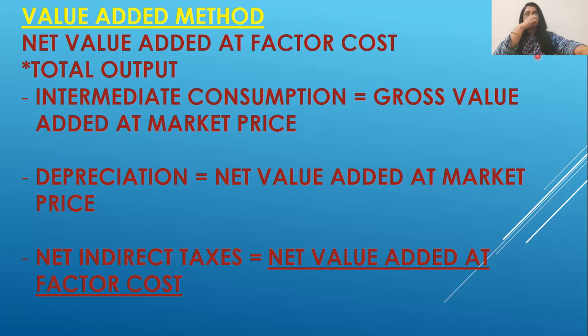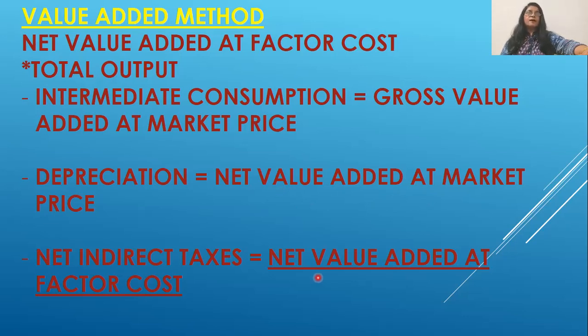And then in the second step, when we deduct depreciation from gross value added at market price, we get net value added at market price, in short form NVAMP. And in the third step, when we deduct net indirect taxes from net value added at market price, we get net value added at factor cost. So this is our real income through production, and we calculate it with the help of this formula only.